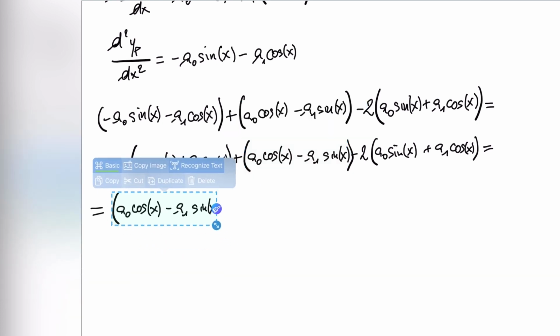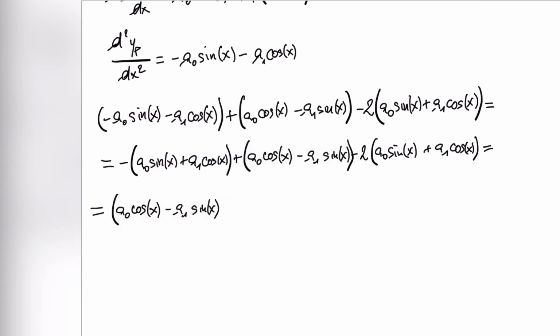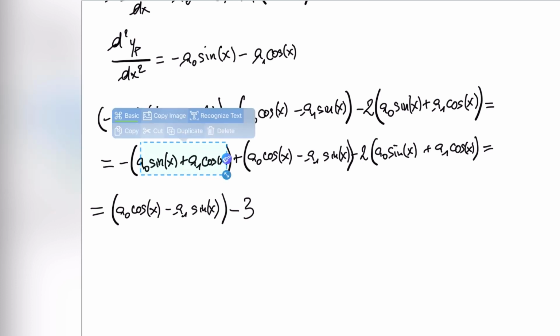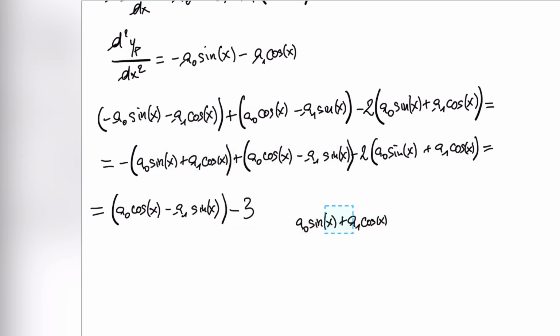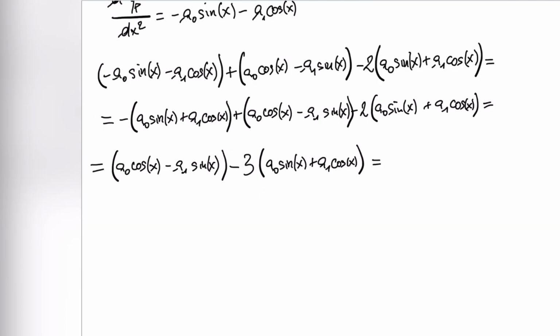So this is equal to this, we can copy, paste it here, minus 3 times, we copy this one, now we can remove the brackets by multiplying. So we have a0 cosine of x minus a1 sine of x minus 3a0 sine of x minus 3a1 cosine of x.